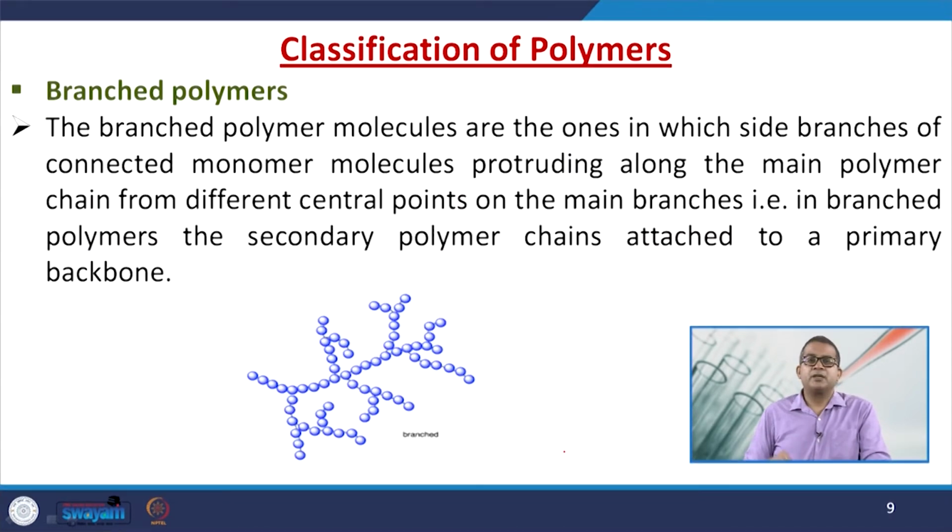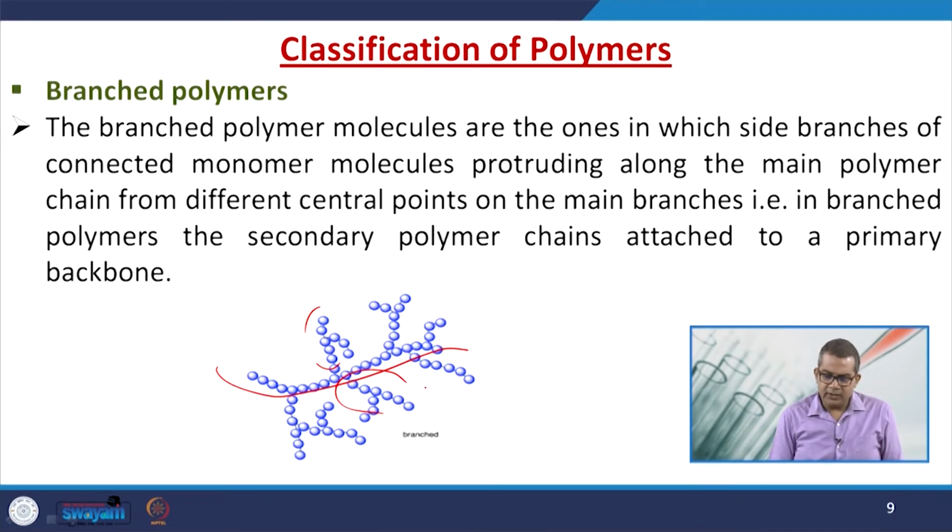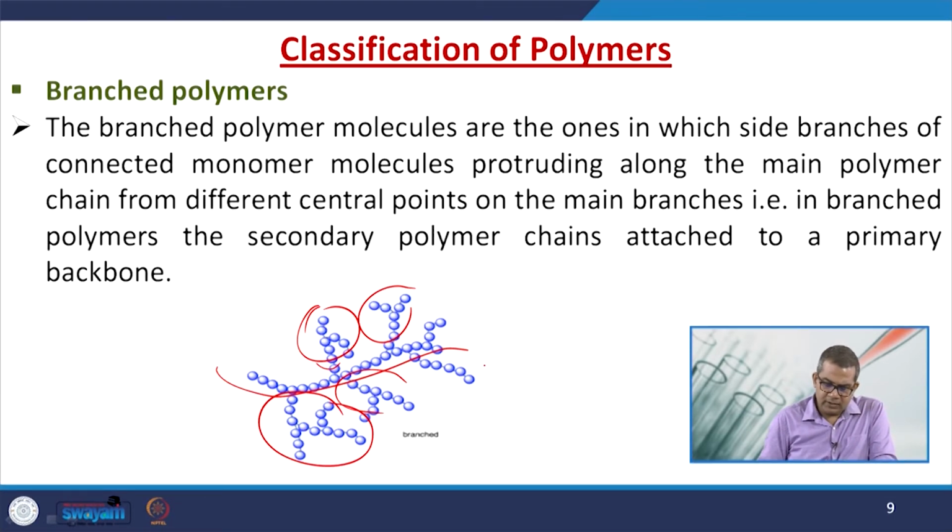Now, another sub basket of this basket is the branched polymer. Branched polymer molecules are ones in which the side branches, if you see, these are the side branches, are connected with the help of various monomeric molecules and protrude along the main polymer chain. Now, this is the main polymeric chain, and here you see that various branched molecules are attached, right.